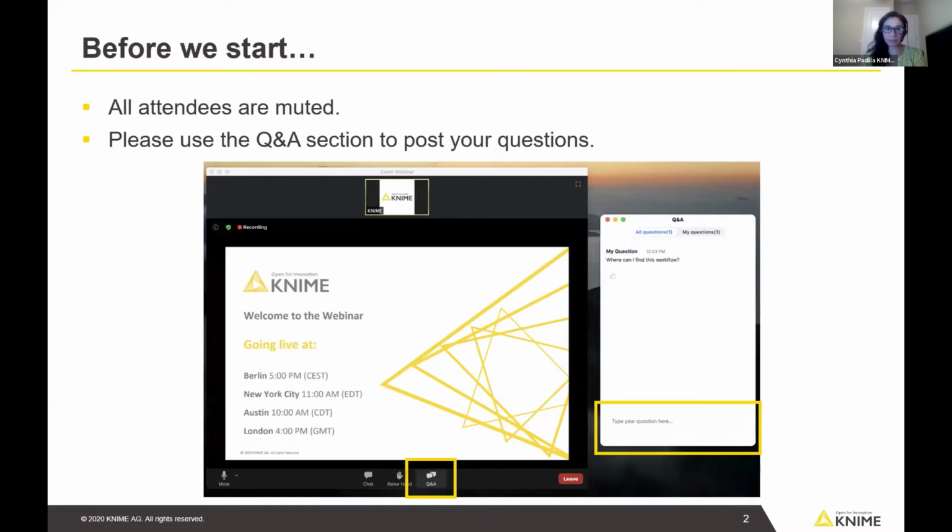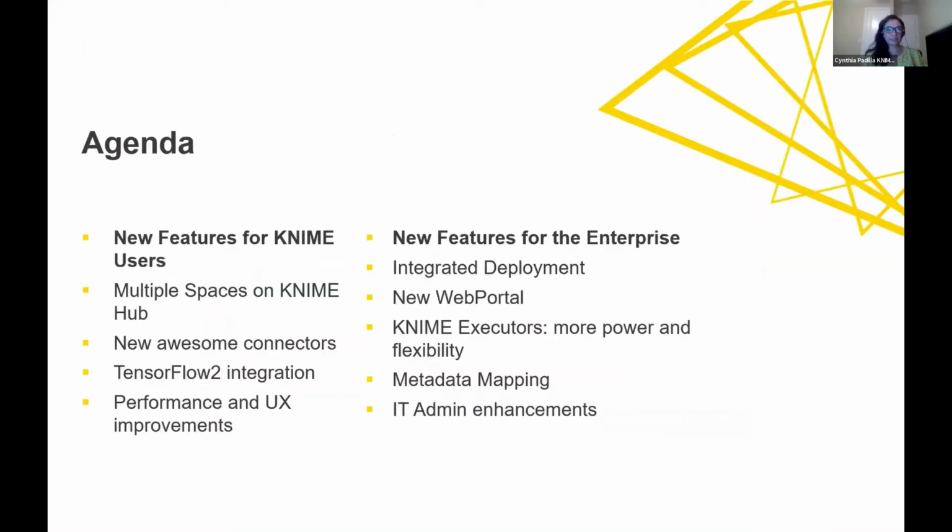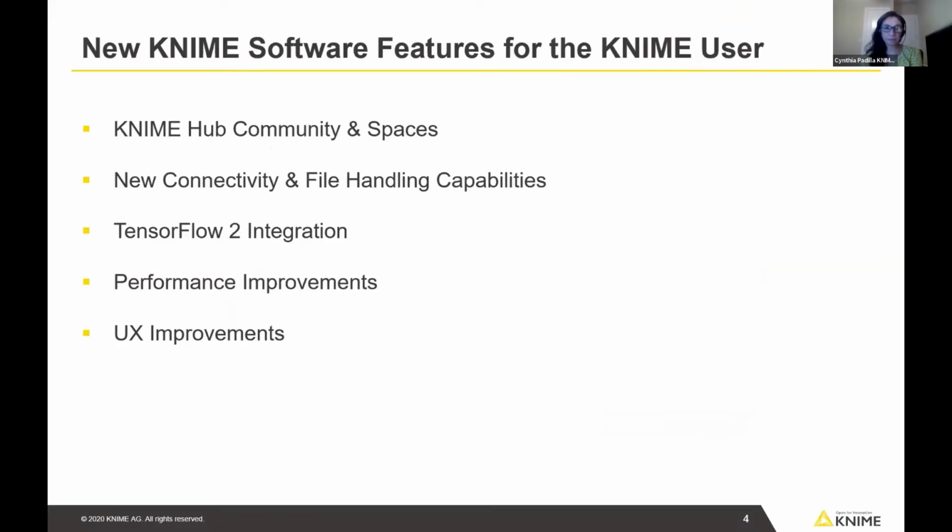The agenda today has two sections. We're going to divide it between the new features for KNIME users and the new features on the enterprise side. I'm going to go over the first section, and Scott will help me cover the second portion. For the KNIME users, we have added a lot of new features and enhancements to the Hub. We added new connectivity, integration with TensorFlow, and performance and UI improvements. So we'll go over all of those.